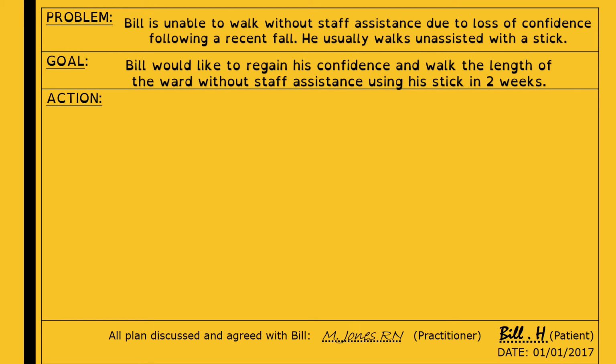Bill would like to regain his confidence and walk the length of the ward without staff assistance using his stick in 2 weeks. So it's smart, we've got a time frame, it's measurable, being the distance, and it's personalised. And we know this, it's evident, because the sentence starts, Bill would like to.